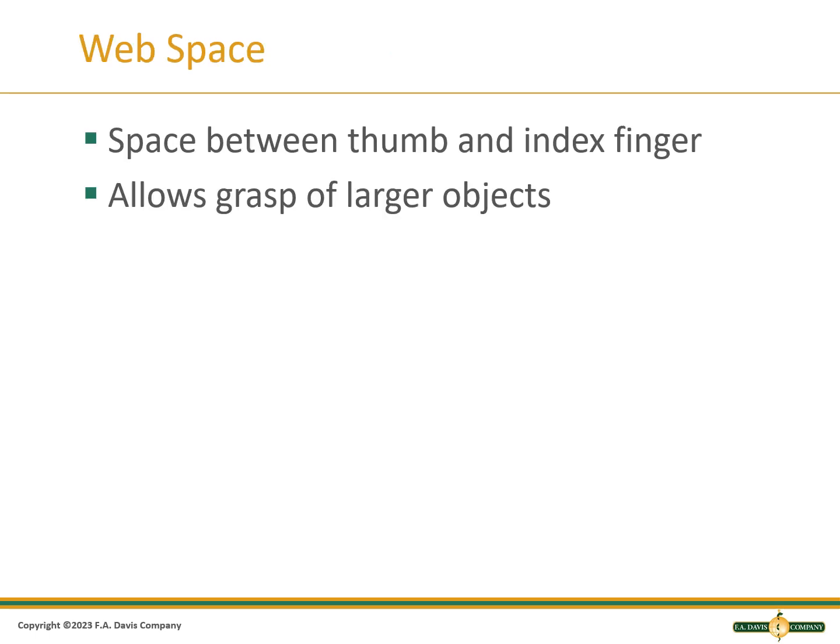The web space of the hand is the space between the thumb and the index finger, and that allows us to grasp larger objects. If our thumb were positioned in relation to our second digit the same way that our second digit is positioned in relation to our third digit, we wouldn't be able to reach around to grasp objects, and so that is the purpose of the web space.